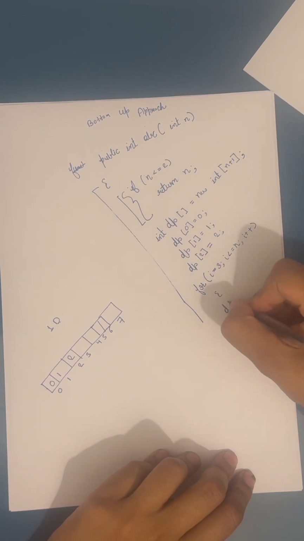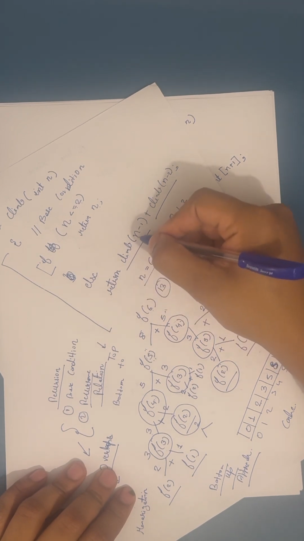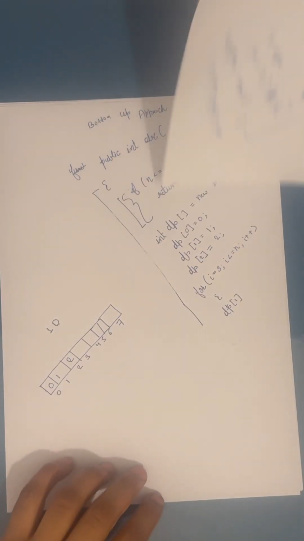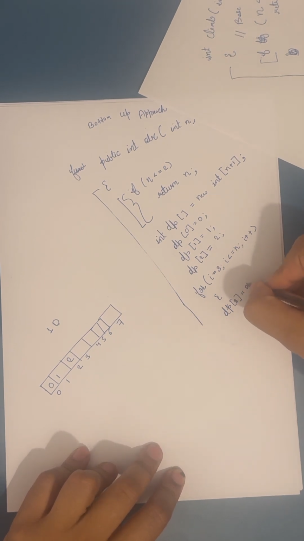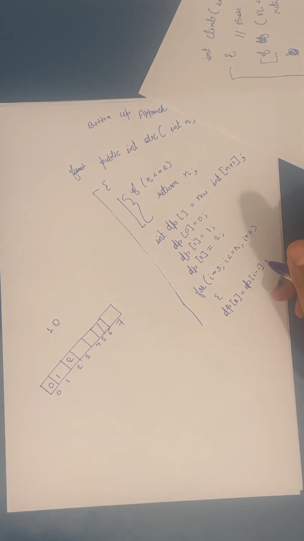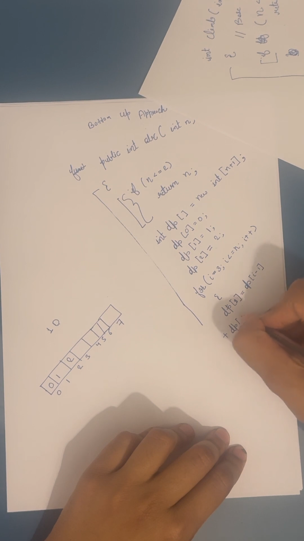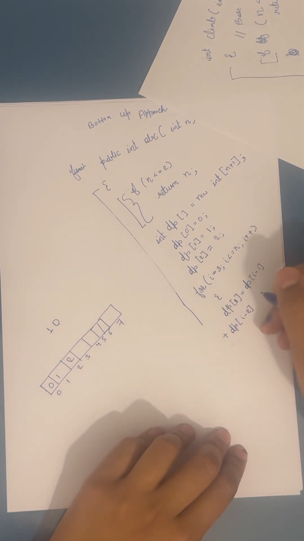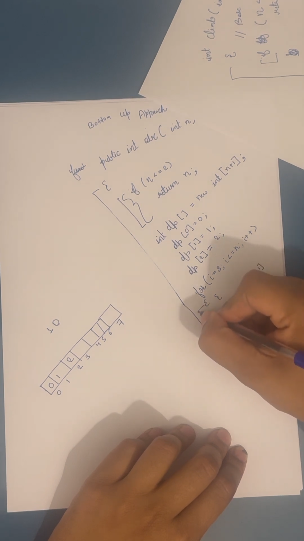What we'll do is simple: dp of i, same as the recursive recurrence relation. The dp of i equals n minus 1 plus n minus 2. So dp of i equals dp of i minus 1 plus dp of i minus 2. So this is the loop.